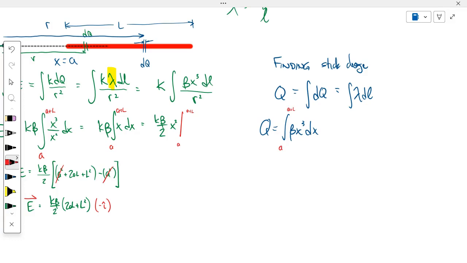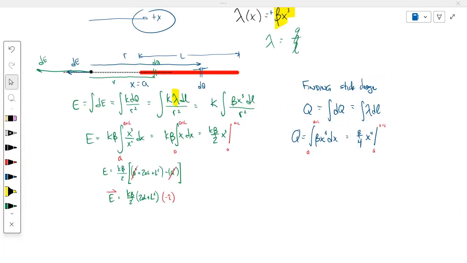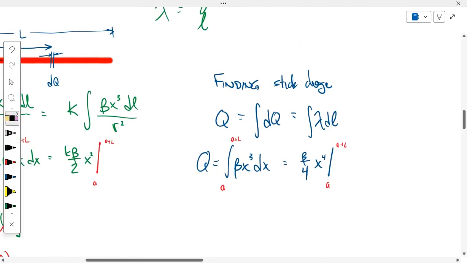Uh-oh, this is going to be a pain, right? Let's see. So, okay, that's beta x. How about this? Beta over 4 x to the 4th from a to a plus L. I can tell you what I don't want to do, and let's do that. Hang on. Well, I picked a bad time to do this.